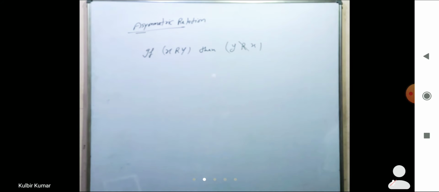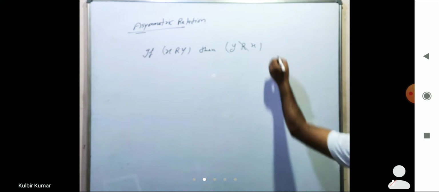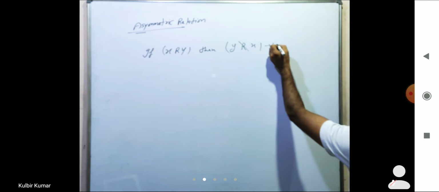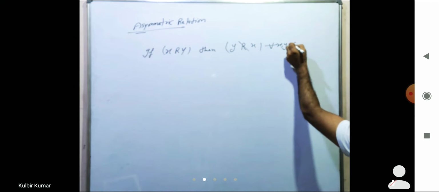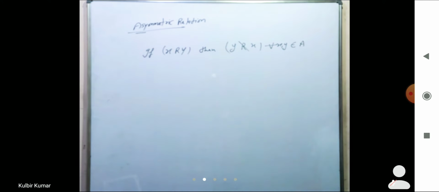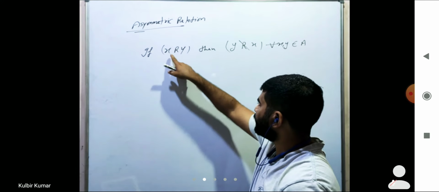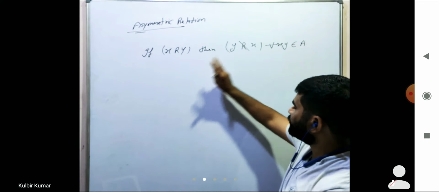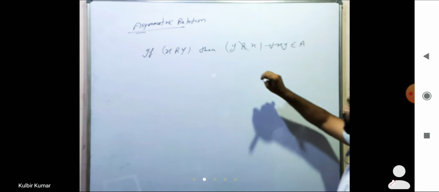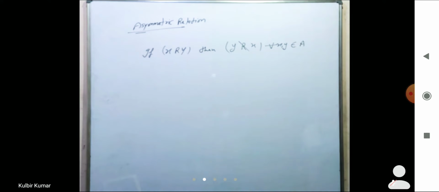Clear? For all x comma y that belongs to set A, this is the definition for asymmetric relation. If x relates to y, then y relates to x, meaning the reverse case, is not possible in case of asymmetric relation.